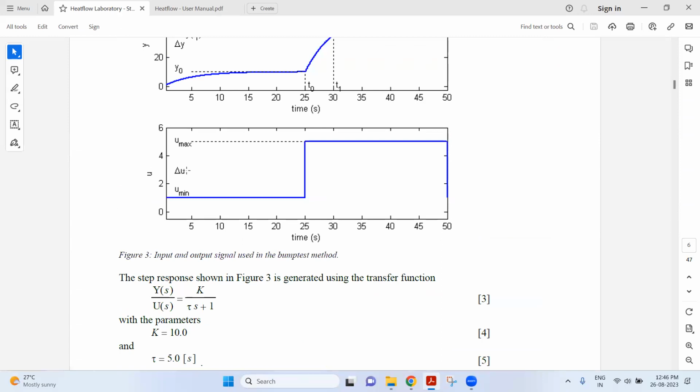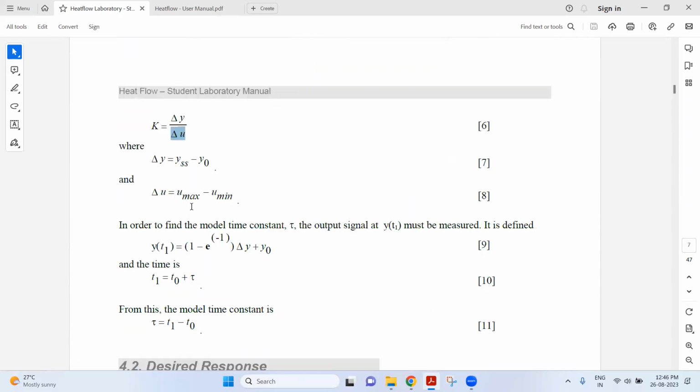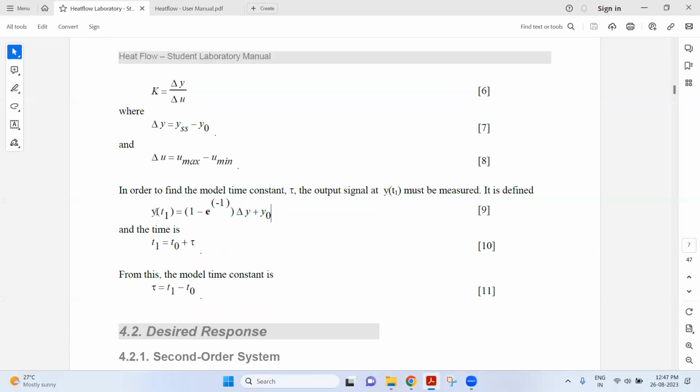Delta u is again this one: the change in input, so u max minus u minimum. They have written u max minus u minimum. For this model, they have given the output directly, but I don't know where it comes from. They have not shown the reference, but they have told us this is the equation for this model.